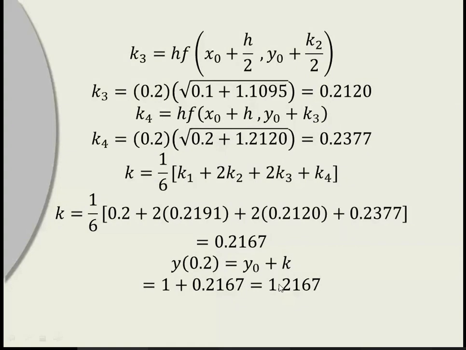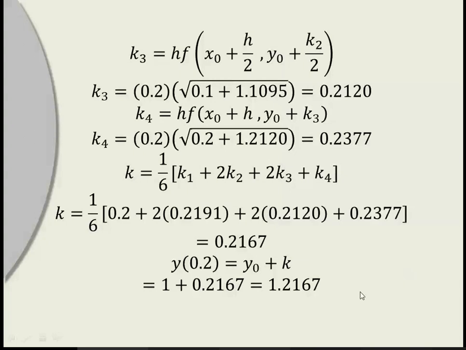But if h is given as 0.2, and it is asked to find y at 0.4, then after getting y at 0.2 by using this method, we take this 0.2 as x naught and this value as y naught, and then again do the same calculation to get the value of y at 0.4. But in this problem it is asked up to 0.2 only, so this is the answer.